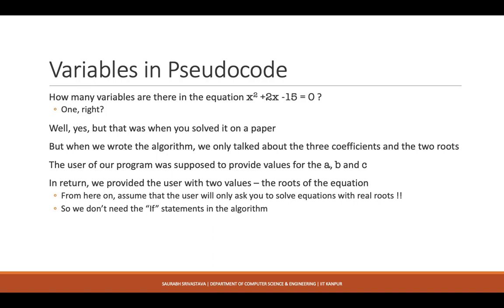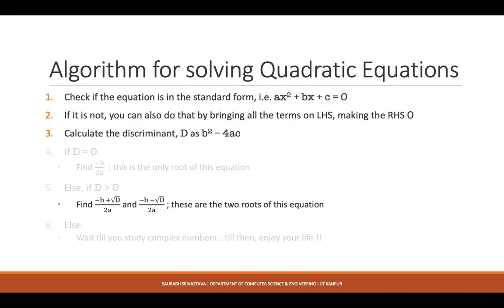And by the way, from here onwards, we are just going to assume that the only equations that our user is going to provide us to solve are those which will have real roots. Okay, so we don't really have to write any if statements. You remember we wrote those if statements. We don't really need to look at those statements anymore. So what really happens is, now I've just shaded this area, which means that this is no longer a part of our algorithm. So essentially we calculate the discriminant, and then we straight away move on to find the roots.